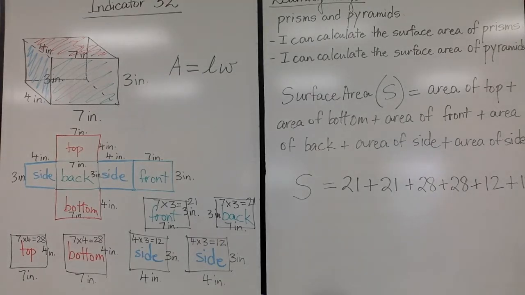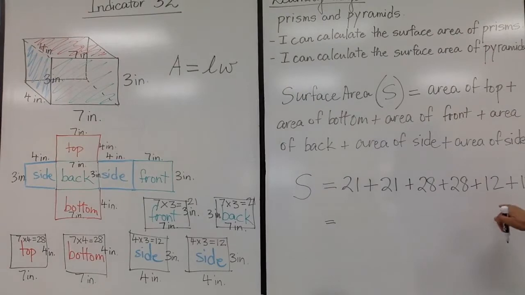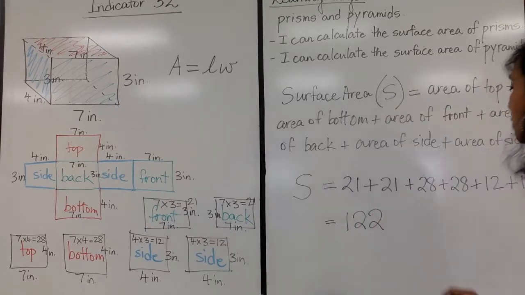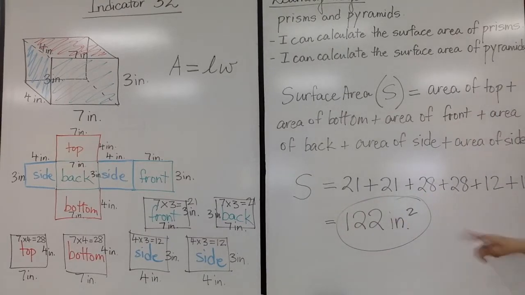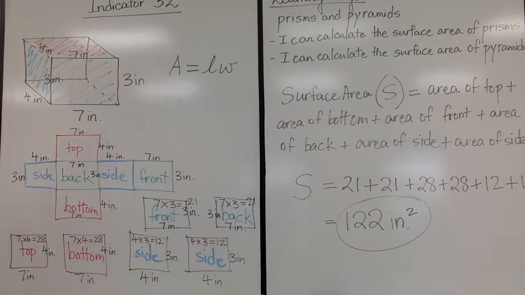Okay, and now all you do is add them all up, and when you add them all up, you get 42, 52, 62, 64, 28, 28. You will get 122 inches squared. So when you add it all up, this is your final answer, which is the surface area of the hexahedron or the rectangular prism. Okay, please remember it's called a hexahedron also because it has 6 faces. All right, so this is how you calculate this.